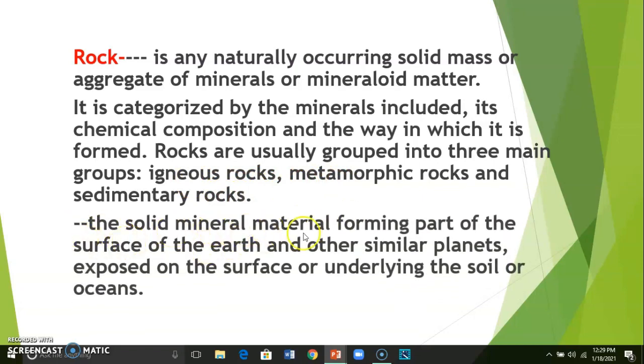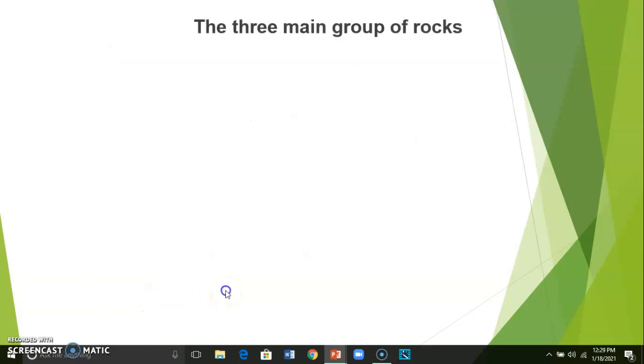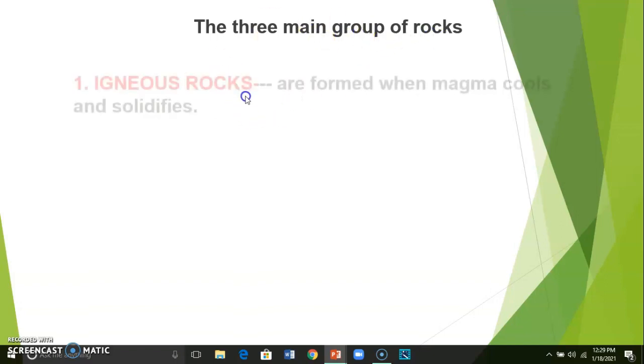The solid mineral material forming a part of the surface of the Earth and other similar planets, exposed on the surface or underlying the soil or oceans. So these are the three main groups of rocks.